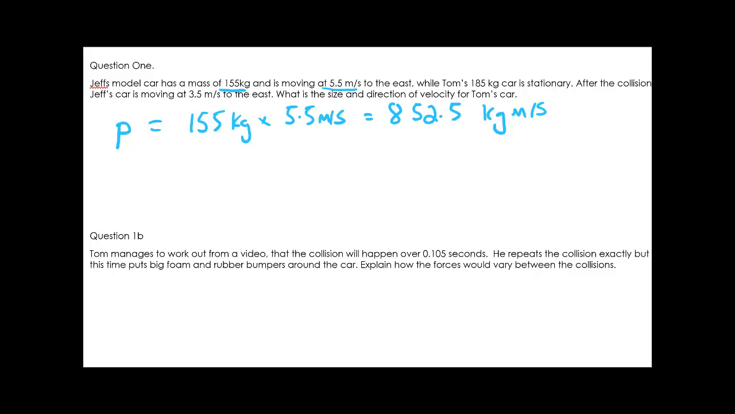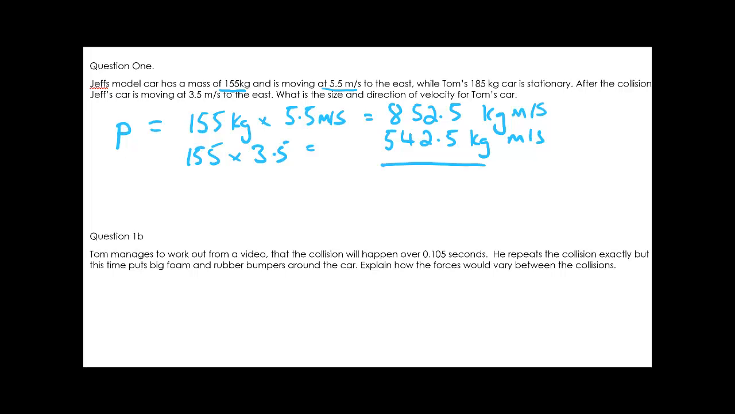So after the collision, Jeff's car is moving at 3.5 meters per second. So that's 155 times 3.5. So I'll just do my calculator, times 3.5, and that equals 542.5 kg meters per second. And there's different ways of doing this, but I'm just going to subtract these to get 310 kilogram meters per second. So that's a momentum that the other vehicle, which is Tom's, must have gained.